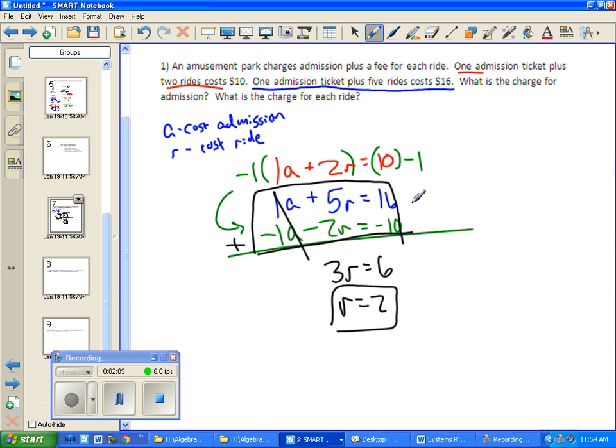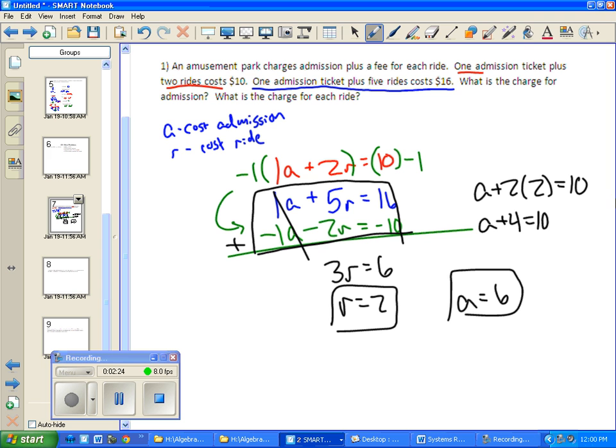You can't just find R. You still got to go back and get A. So plug it in. I plugged it in the top one. A plus 2 times 2 equals 10. A plus 4 is 10, which means A equals 6. Awesome. What is the charge for admission? A equals 6. Tell me what you just found. The cost of admission is $6. The cost of a ride is $2.